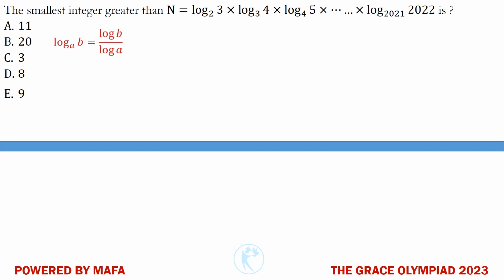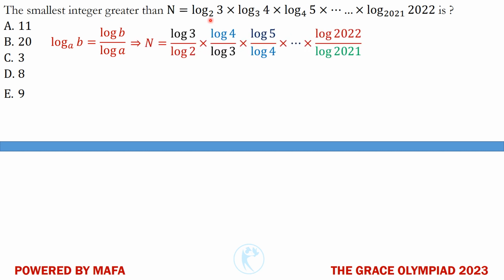So the first recall we are going to get is that logarithm to the base a of b is simply logarithm of b divided by logarithm of a, where a and b are positive and a is different from 1. Now having this in mind, we can now write each of these logarithms as a ratio of 2 logarithms. That's logarithm of the argument on logarithm of the base. So our n becomes logarithm of 3 on logarithm of 2 times logarithm of 4 on logarithm of 3 right up till logarithm of 2022 over logarithm of 2021.